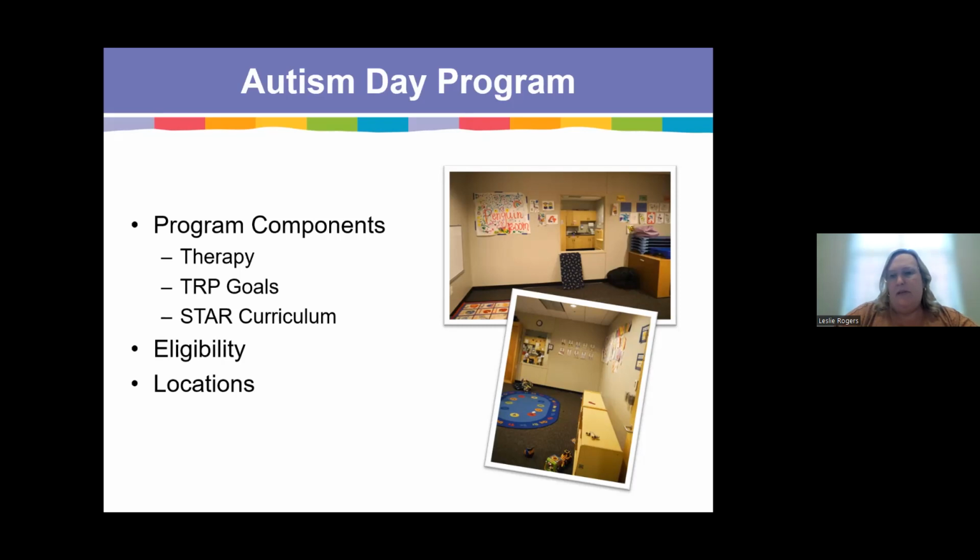There are some eligibility components to it. A child does have to be on Medicaid. They have to be within the ages of 2 to 6, and they have to have an autism diagnosis in order to qualify for this program. We do have this at all our locations across Childserve, across the state of Iowa.